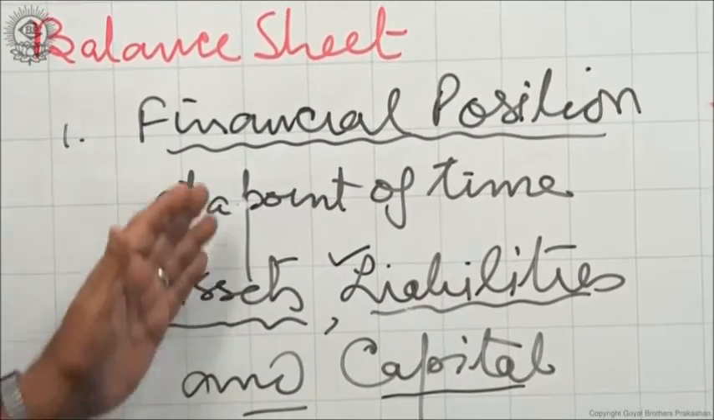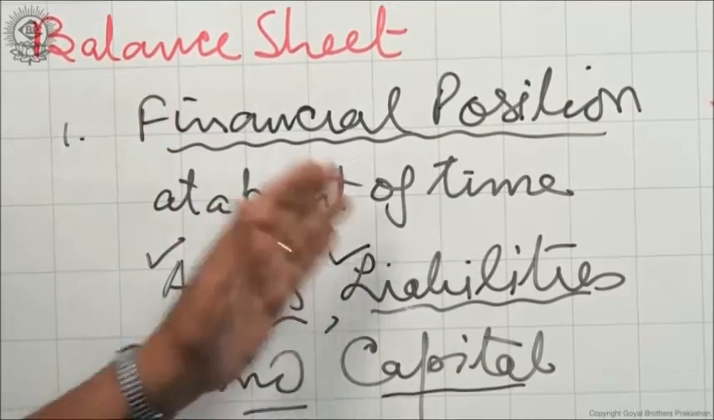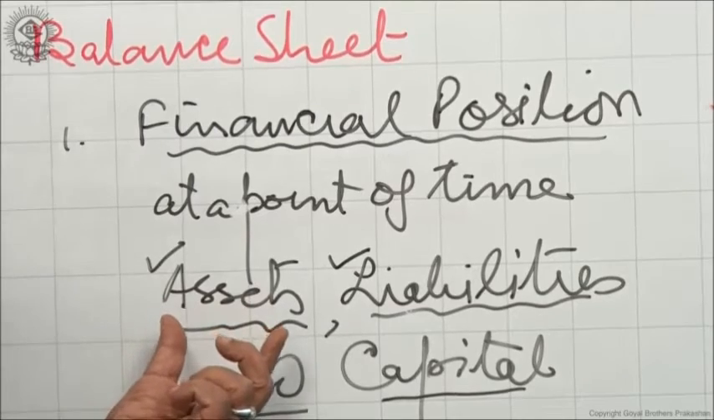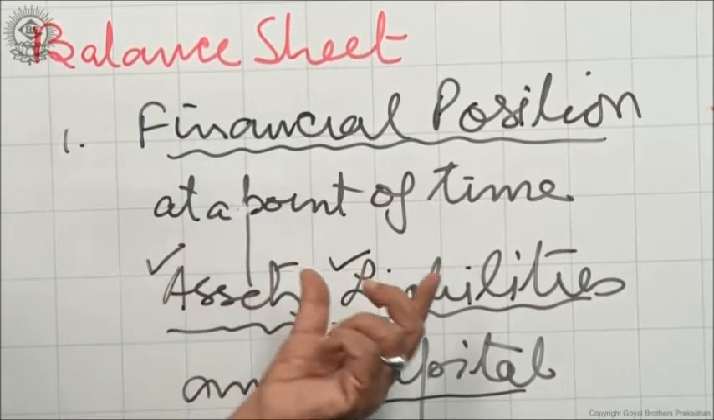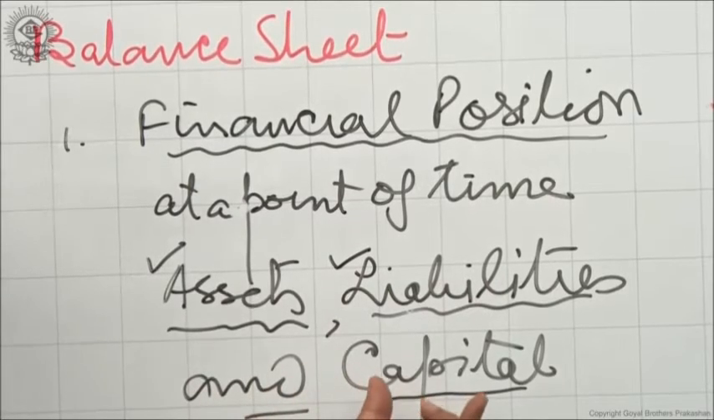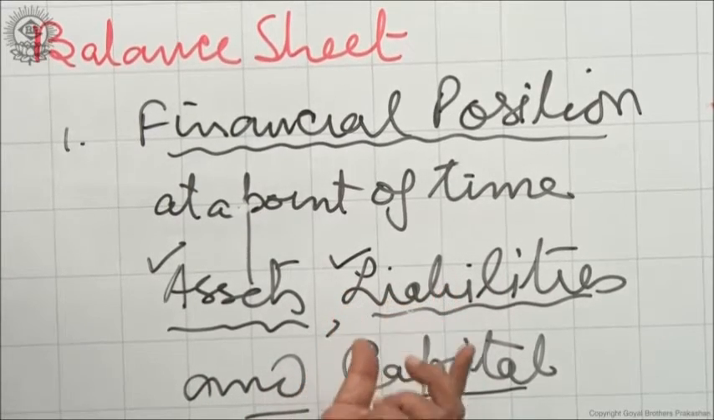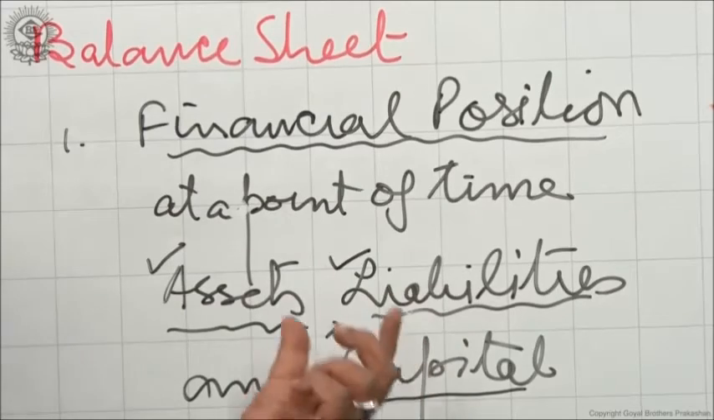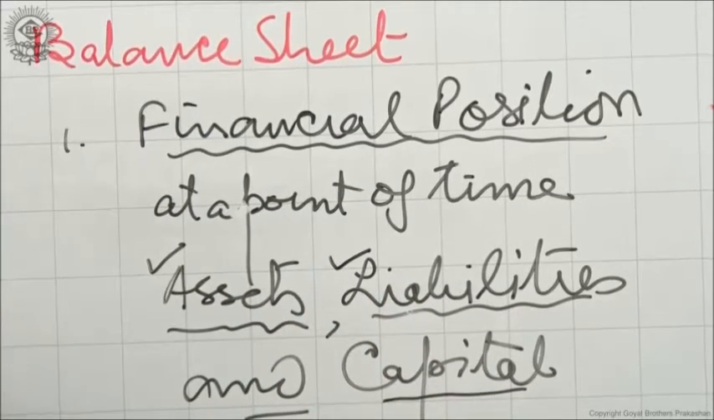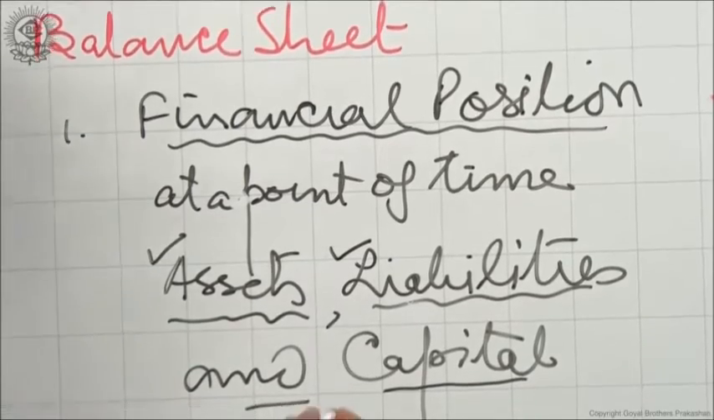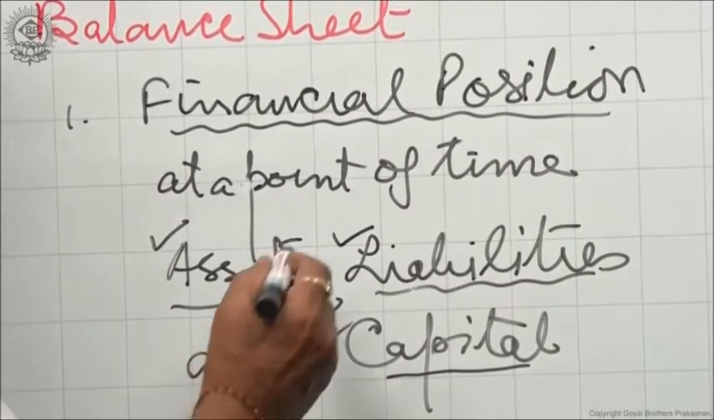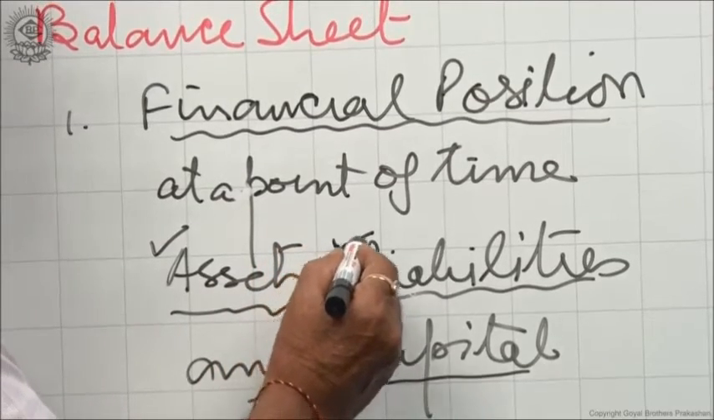So, the balance sheet shows at a particular point of time what is the value of its assets, how much money is owed to the others, and how much money it owes to the proprietors or the owners of the business, or to the shareholders in case of a company. Amount which it owes to the shareholders, and amount which it owes to the outsiders.